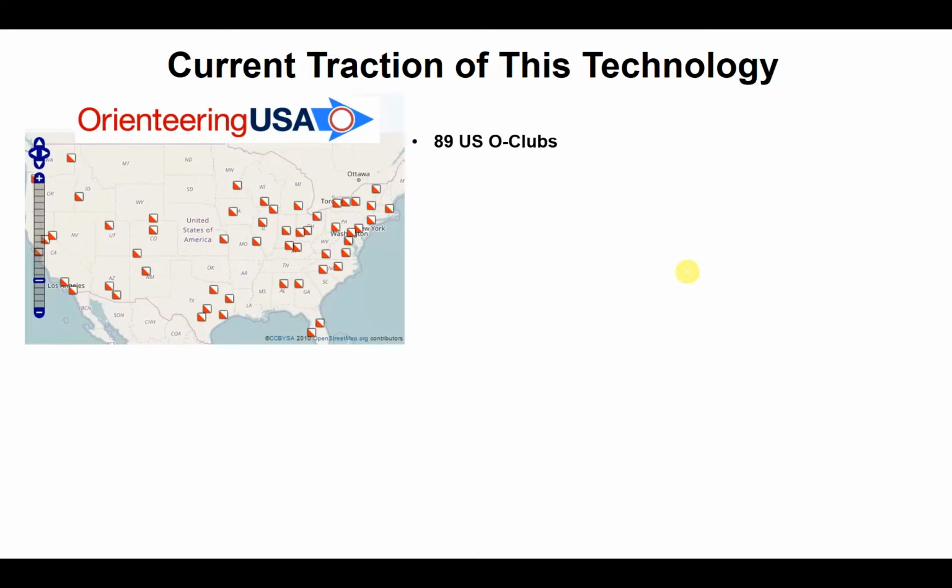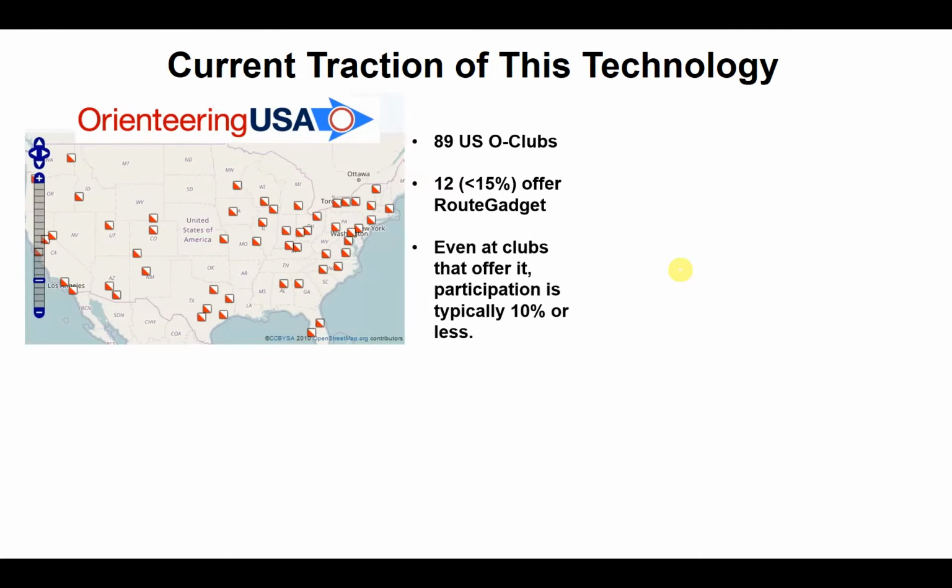There's about 90 orienteering clubs out there in the United States. Only 15% or less offer a tool for GPS track analysis. The tool that used to be used for that, the old standard over the last few years, is a tool called RouteGadget. There's two versions of it. We're on the second one. We've been using it for about a year or so. But even that older tool, only about 12 clubs in the whole US offer it. Livelox, we are the first club in North America to offer it. So that's the brand new thing.